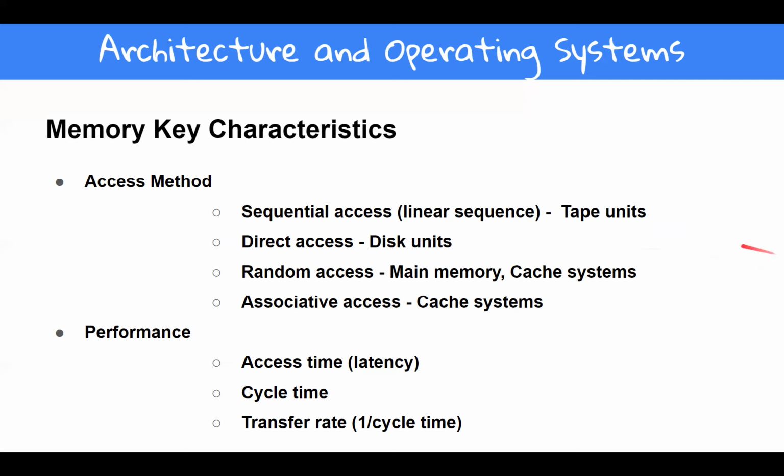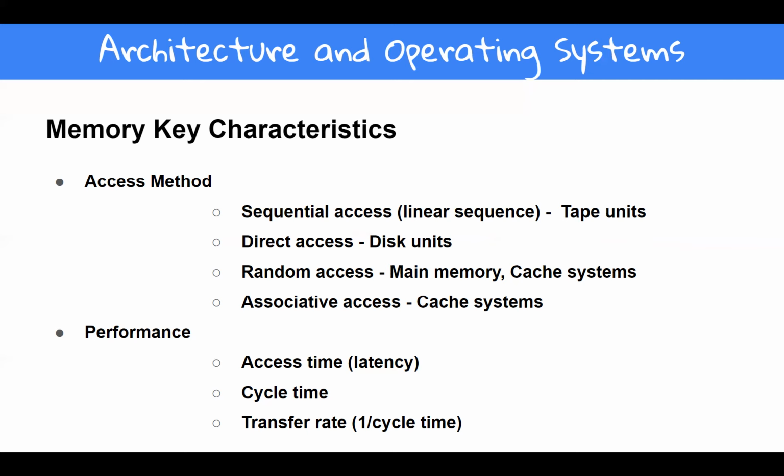Direct access, as you see from the name, actually tries to solve the problem with sequential access. As with sequential access, direct access involves a shared read-write mechanism, again the same story, but individual blocks or records have a unique address based on physical location. It means that we put these blocks of data or records in different parts, and each block has got a physical address.